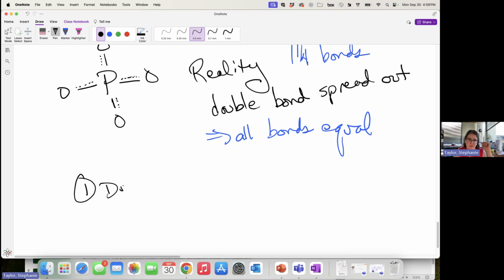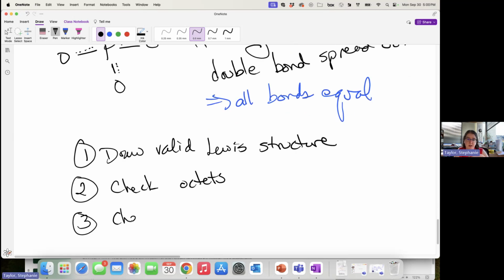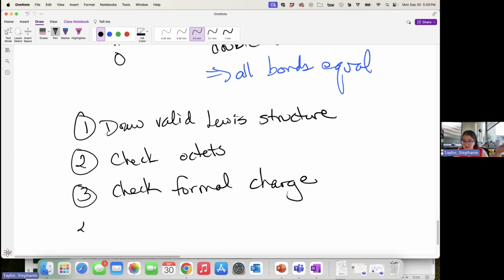we are going to draw a valid Lewis structure, check octets, then check formal charge, then look for resonance. That is supposed to be the number 4. Then look for resonance.